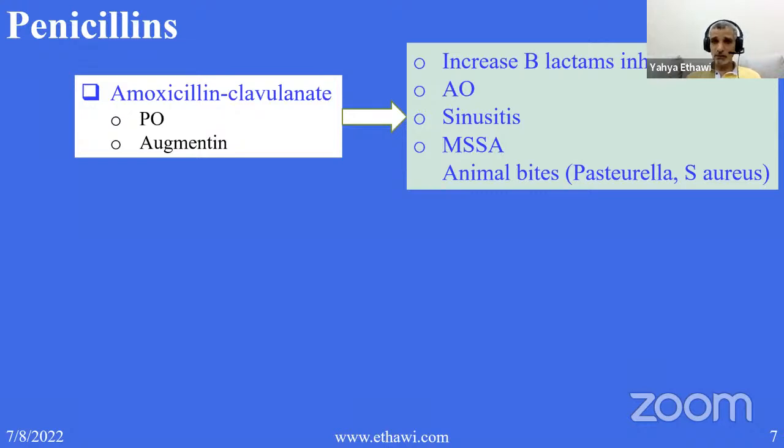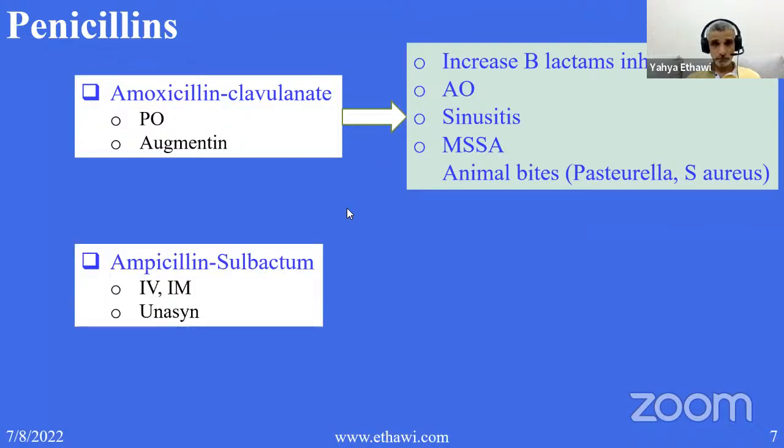There are many antibiotics. Amoxicillin is also very good against Pasteurella and Staph aureus, and therefore is very important for animal bites. But it is not good for human bites because the human mouth contains more bacteria than the dog's, believe it or not. So a human bite is actually more dangerous than a dog bite.